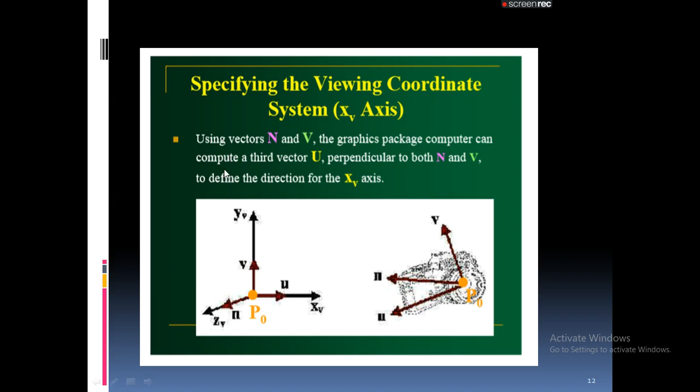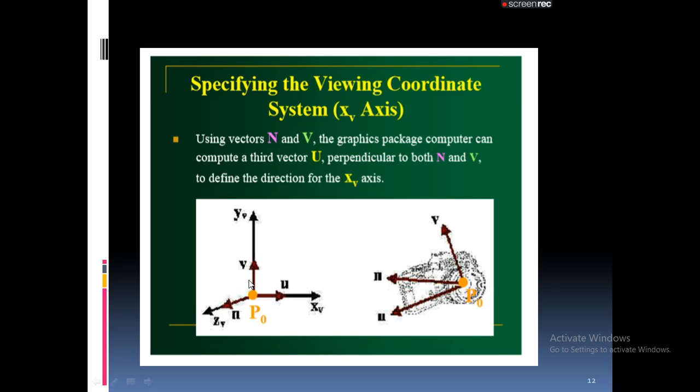So you see that clearly specified to define the direction for the x view axis. And that x view axis can be represented by using u here. Means we are using three vectors u, v, n. U represents x view, v represents y view, n represents z view. So this is called u, v, n vectors.